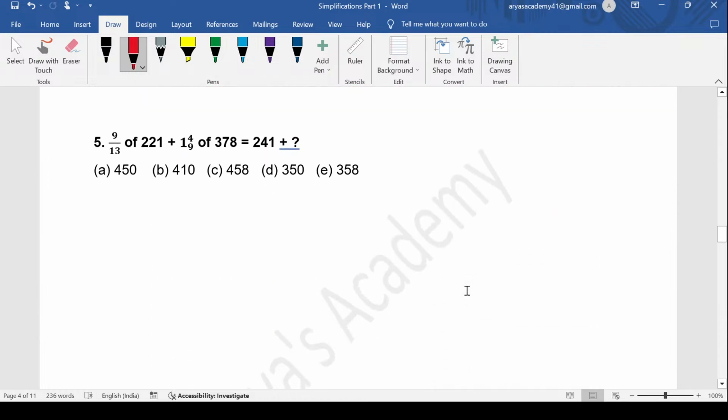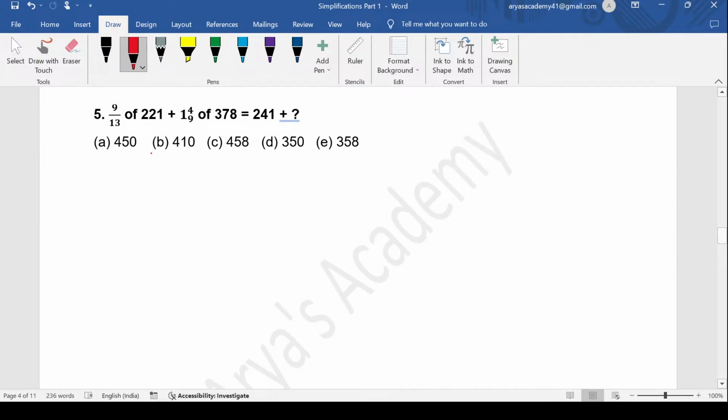Okay, I'm moving to question number 5. Question number 5 is like this: 9 by 13 of 221 plus 1 9 by 4. I already said that 'of' means nothing but multiplication. So 9 ones are 9 plus 4, 13. 1 4 by 9 becomes again 13 by 9. 9 ones are 9 plus 4, 13 by 9 into how much? 378. That is equal to 241 plus question mark, which we will take as x.